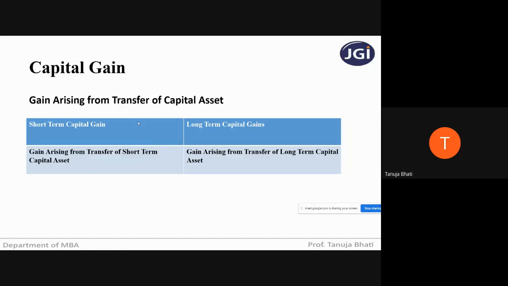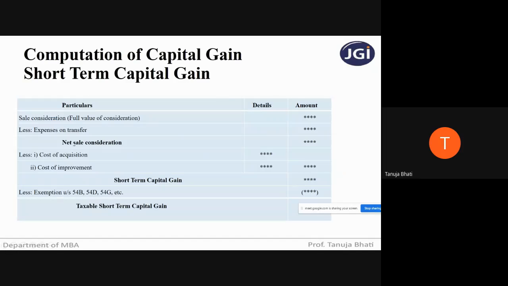So 15,000 is your gain. In simple logic, without going to the format, how do you compute your gain from any sale of an asset? Whatever is the sales value, you deduct the purchase cost of that asset, you get the gain. Okay, students? So now we look into the format.